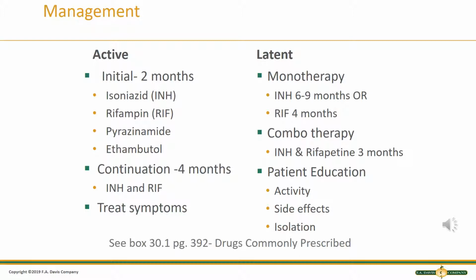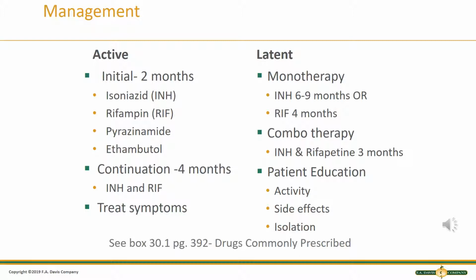For active TB, we use multi-drug therapy because there is a lot of resistance. So the 4 drugs listed here would be done initially for 2 months, and then the remainder of the treatment, the 4 months, will be INH and RIF. Now, it's a total of 6 months of treatment, and you're going to treat the symptoms as well. If there's excessive coughing, you can use codeine or hydrocodone for the cough unless there is very thick secretions. There are exceptions to the treatment regimens. You're going to want to look in your text for the treatment considerations and the adverse reactions for each medication.